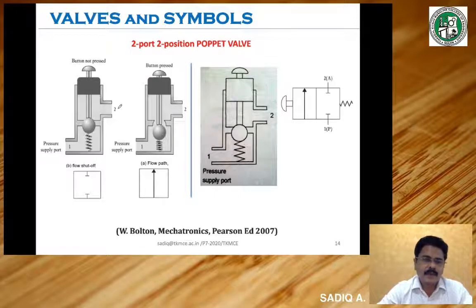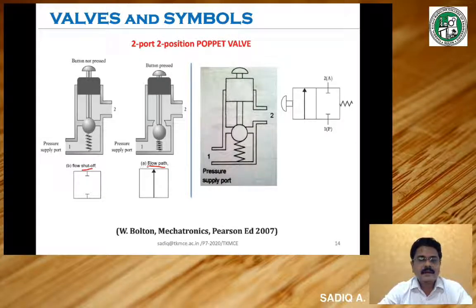That was the arrangement. So in one condition there is flow shut off and in another condition there is flow. So we are showing that for this valve there are 2 states. In one state there is no flow, or the flow is shut, that is represented by this, a rectangle and the shut line, the shut symbol.